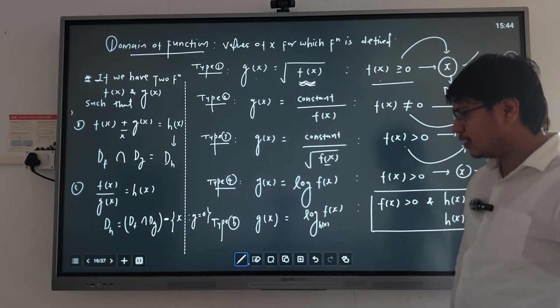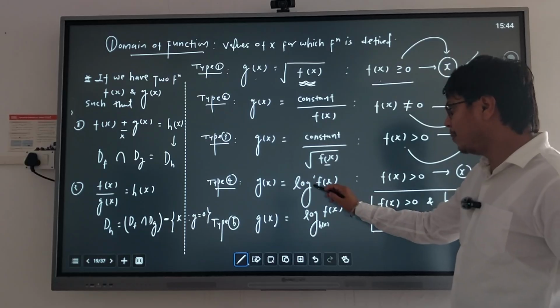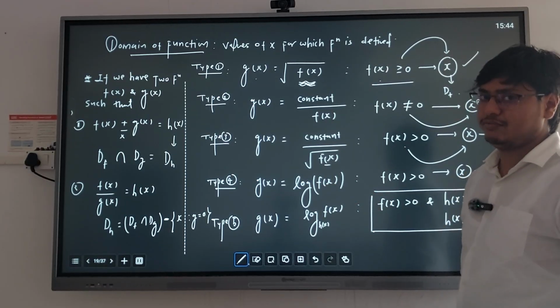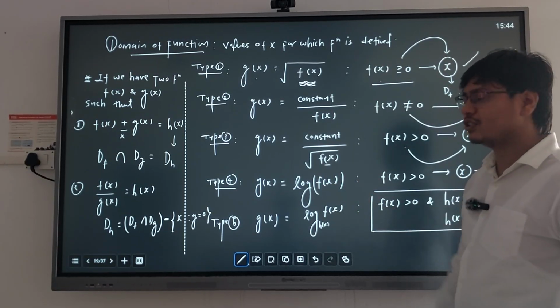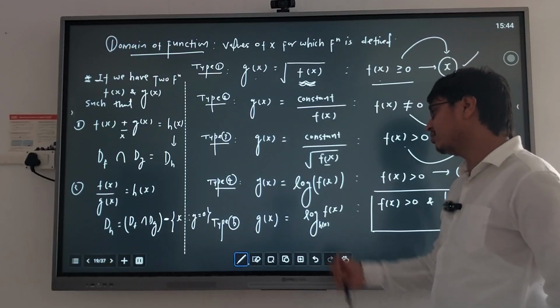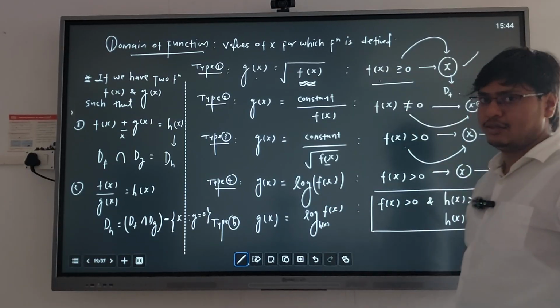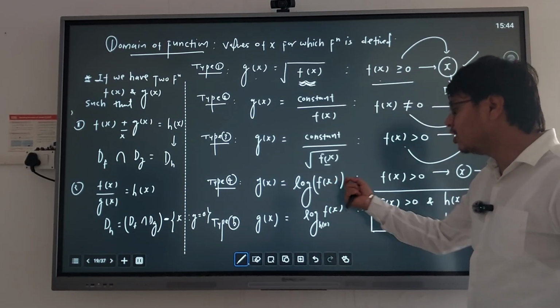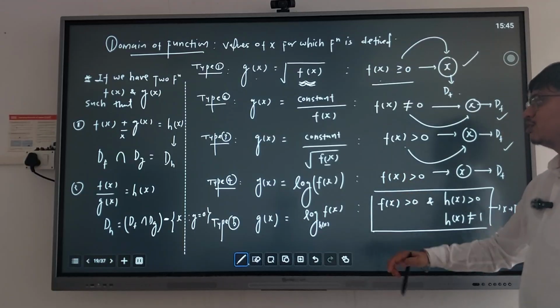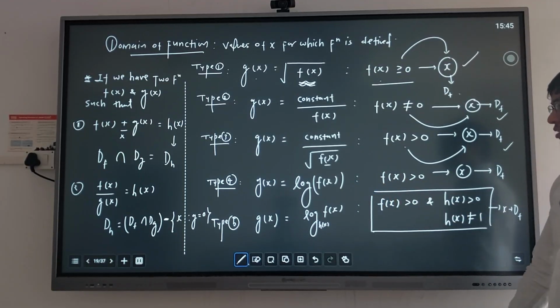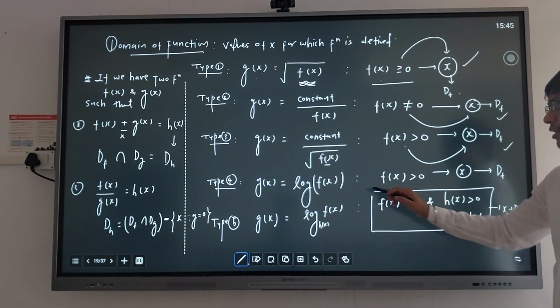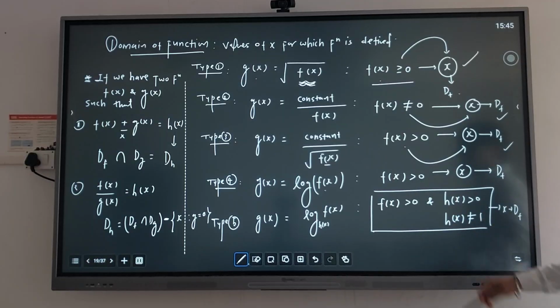The next type is log f(x). A logarithmic function is only valid when the operated value is always positive. If the operated value is negative, then log will become undefined. Log is a function which is only valid when the applied value is positive. So if this type of expression is given, then we apply the condition that this value is always positive, and we calculate the values of x, and this set of values of x is called the domain of the given expression.